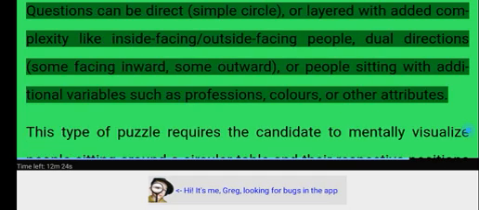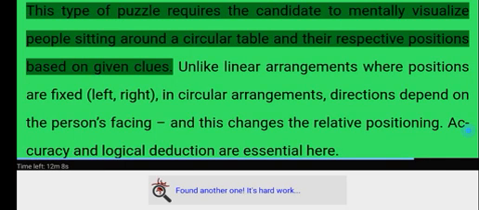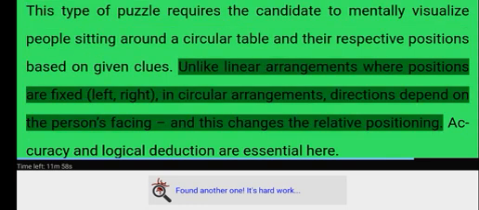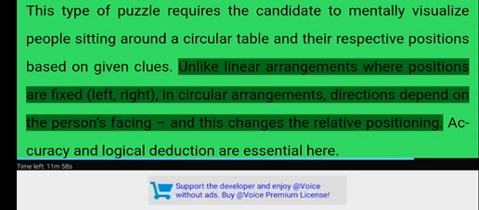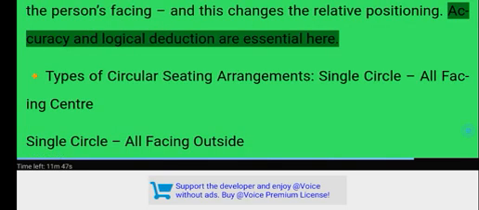Questions can be direct, simple circle, or layered with added complexity like inside facing, outside facing people, dual directions, some facing inward, some outward, or people sitting with additional variables such as professions, colors, or other attributes. This type of puzzle requires the candidate to mentally visualize people sitting around a circular table in their respective positions based on given clues. Unlike linear arrangements where positions are fixed left, right, in circular arrangements, directions depend on the person's facing, and this changes the relative positioning. Accuracy and logical deduction are essential here.